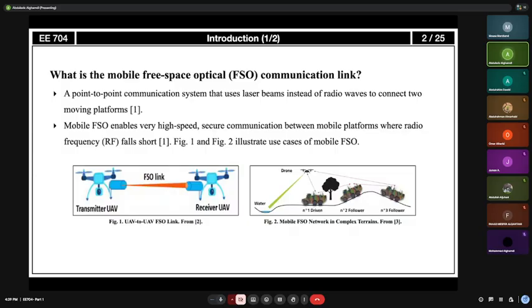So what is the mobile free space optical communication link? It is a point-to-point communication system that uses laser beams instead of radio waves to connect two moving platforms. Mobile FSO enables very high-speed, secure communication between mobile platforms where radio frequency falls short. Figure 1 is an example of a use case of mobile FSO, a UAV-to-UAV FSO link. It can also be, for example, between a satellite and a satellite, or between a ship and an airplane. So this is just an example.